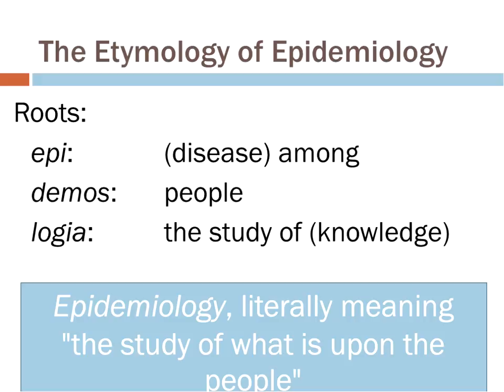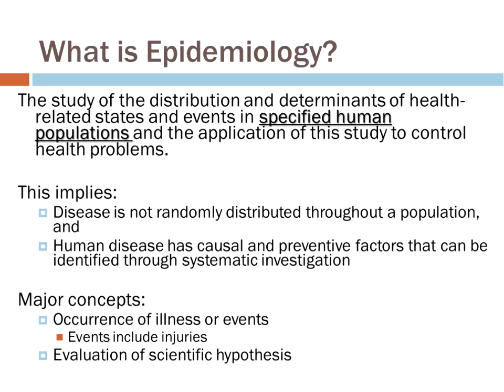So what does the actual term epidemiology mean? Well, epi means upon or among. Demos, of course, means people, and logia means the study of. And epidemiology literally means the study of what is upon the people. And this term people is really important in understanding what epidemiology is. Epidemiology is concerned with the distribution of disease as categorized by time, place, and person, and it also focuses on hypothesis testing.